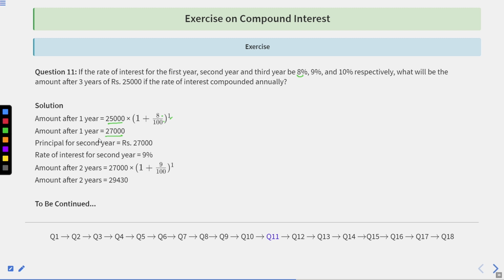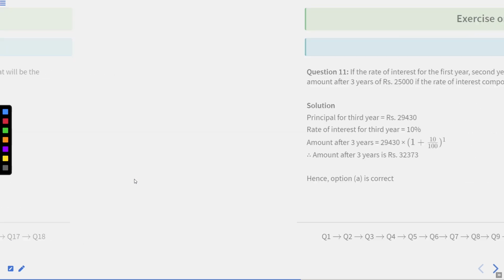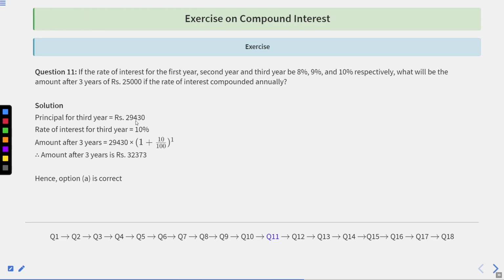The principal for second year will be 27,000 rupees now. And for the second year, rate of interest is 9%. So the amount after 2 years will be equal to 27,000 into 1 plus 9 upon 100 to the power 1. 9 is the rate of interest here. So the amount after 2 years will be 29,430.